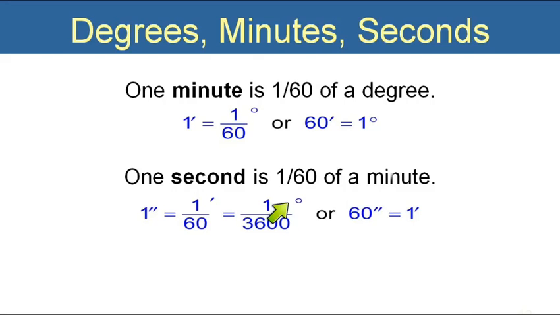And a second is a 60th of a minute. Again, it's just like time. So here's the symbol for second. It looks like a quote. So 1 second equals a 60th of a minute, or 1/3600th of a degree, because there are 60 minutes in a degree and 60 seconds in a minute. So 60 times 60 is 3600. Or in other words, 60 seconds equals 1 minute.